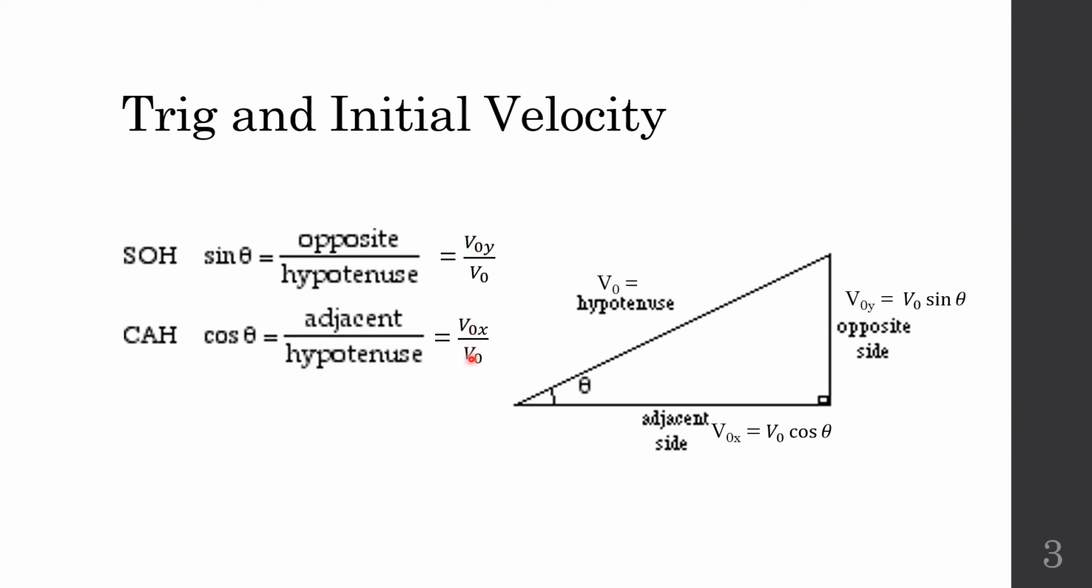Once we do that, we have VO cosine of theta on the left side of the equal sign, and on the right side, we're left with VOX, which is what we're going to want to solve for. Same thing is true here. If we multiply both sides by VO, we have VO sine of theta is equal to VOY, and that allows us to solve for VOY.